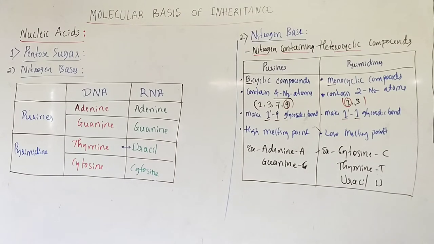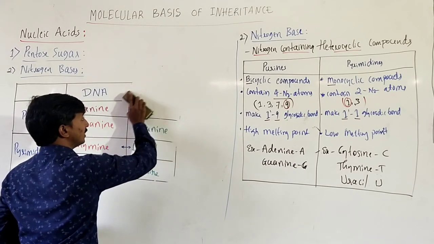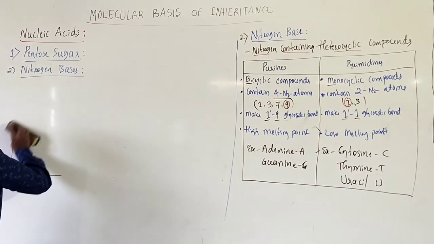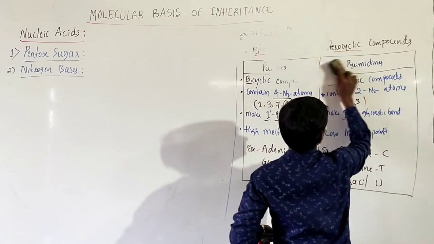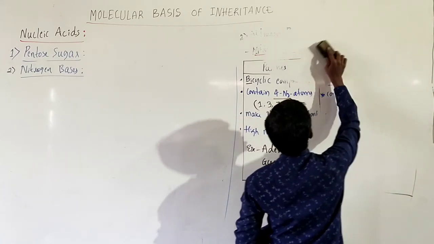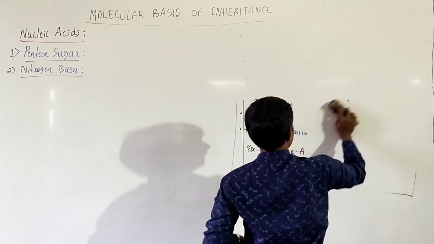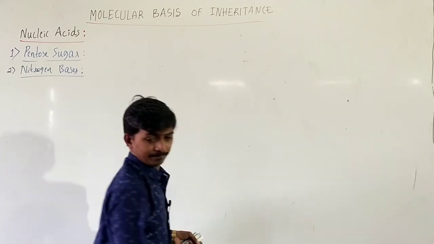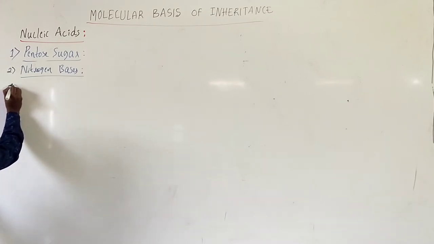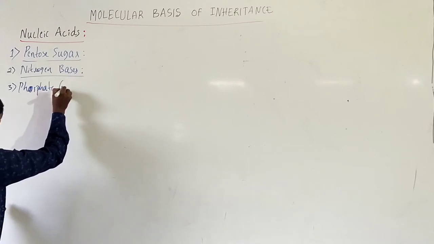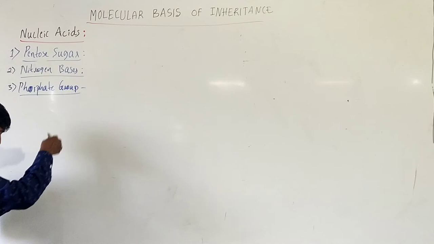We'll move on to the third component, that is the phosphate group or phosphoric acid, H3PO4. When we say phosphoric acid or phosphate group, H3PO4, we'll see the structure and then understand better.